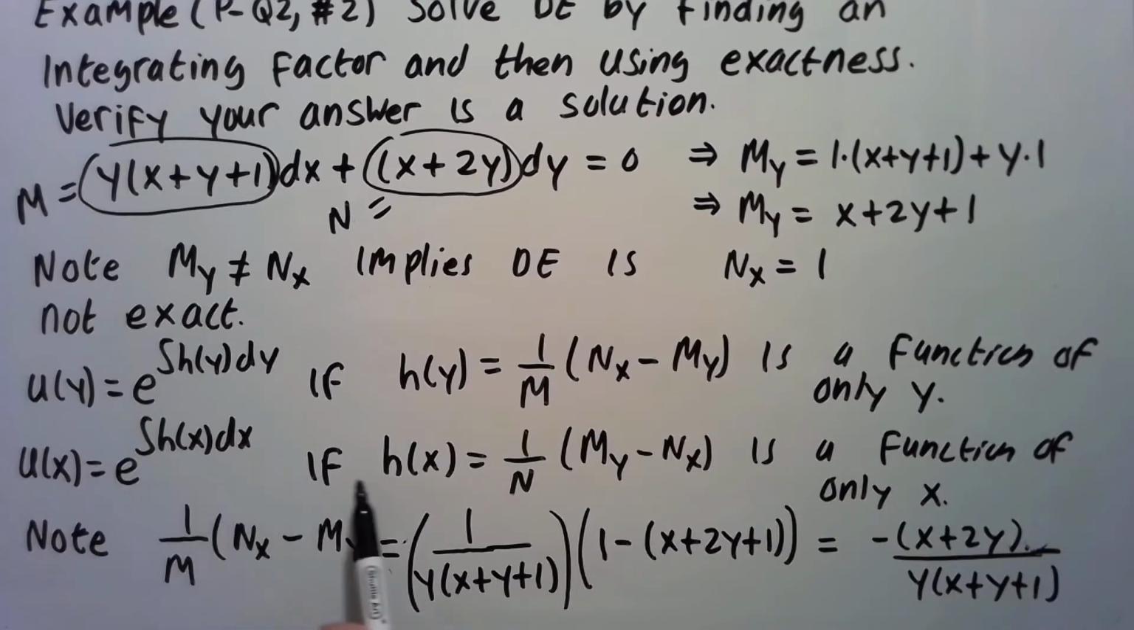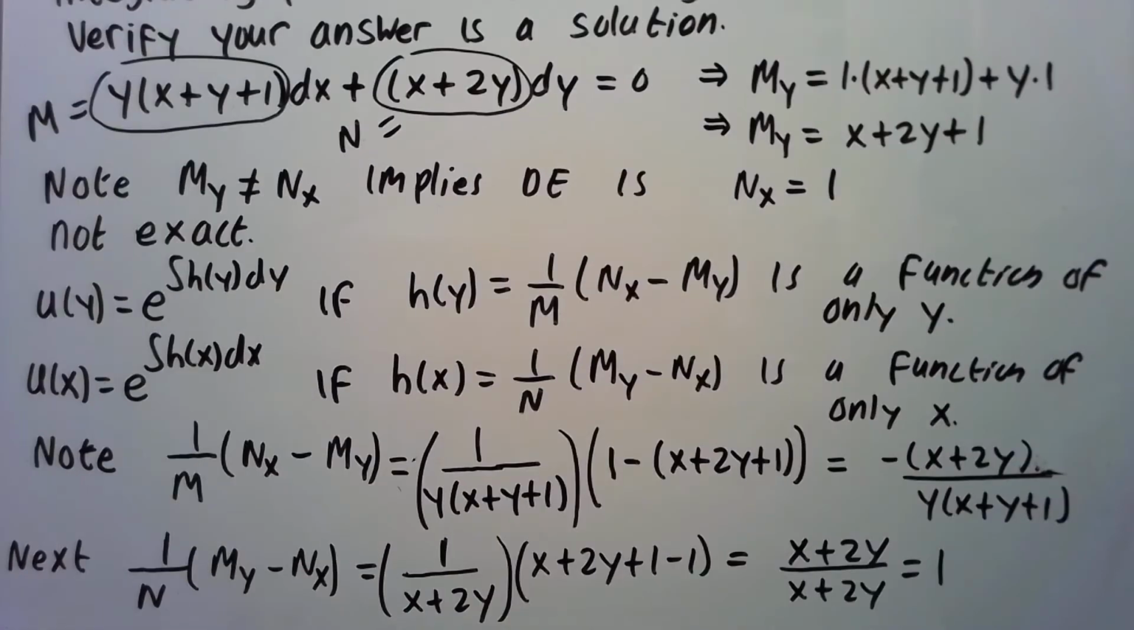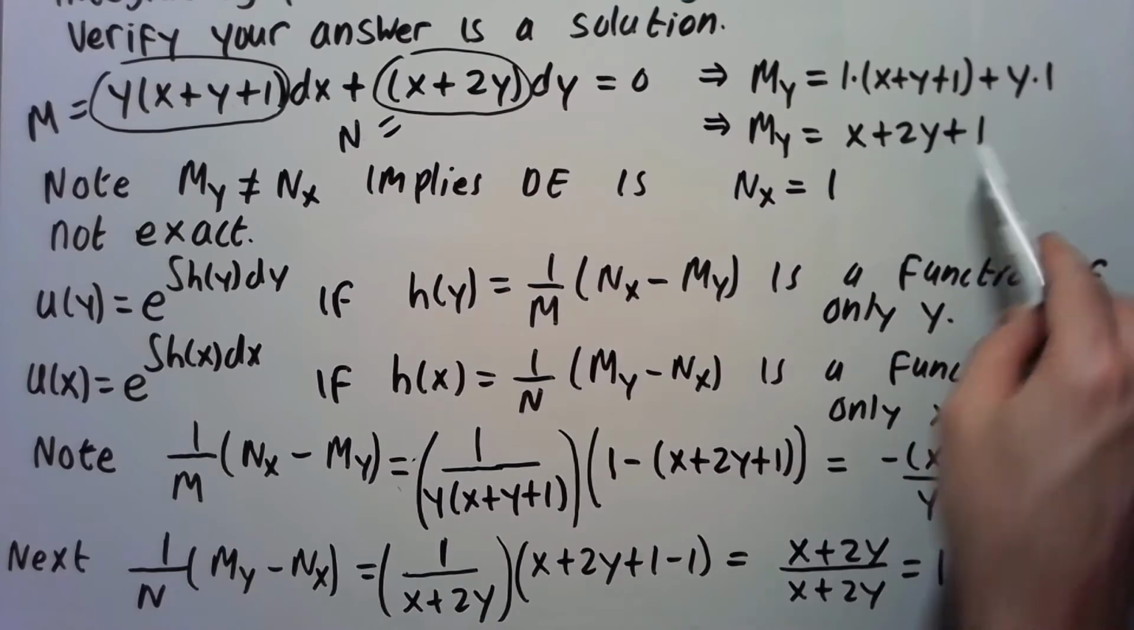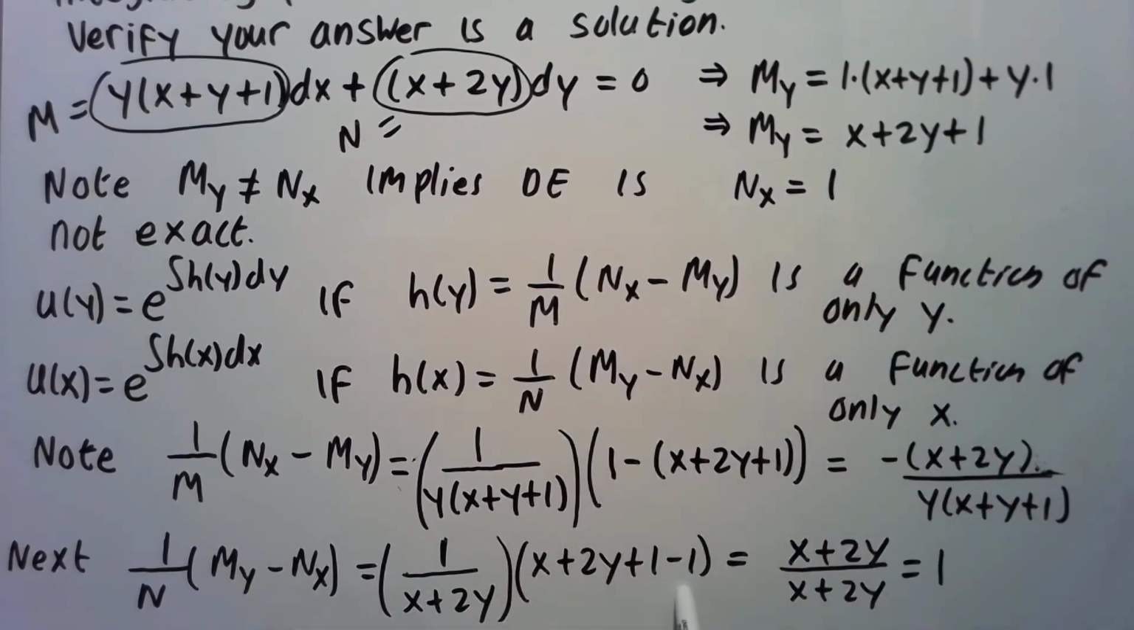So let's check the h of x one, the 1 over N one, next. If this is a function of x, then we can use it for our integrating factor. Checking 1 over N times (M_y minus N_x): N is x plus 2y, so it'll be 1 over (x plus 2y), and then M_y, which is x plus 2y plus 1, then minus N_x, which is 1. Simplifying, that becomes (x plus 2y) over (x plus 2y), which reduces to 1. But the number 1 you can think of as a function of x or a function of y, it doesn't matter. So you can think of this as a function of x, therefore this works. So we can choose our mu of x to be e to the integral of h of x dx, where h of x is this guy here.